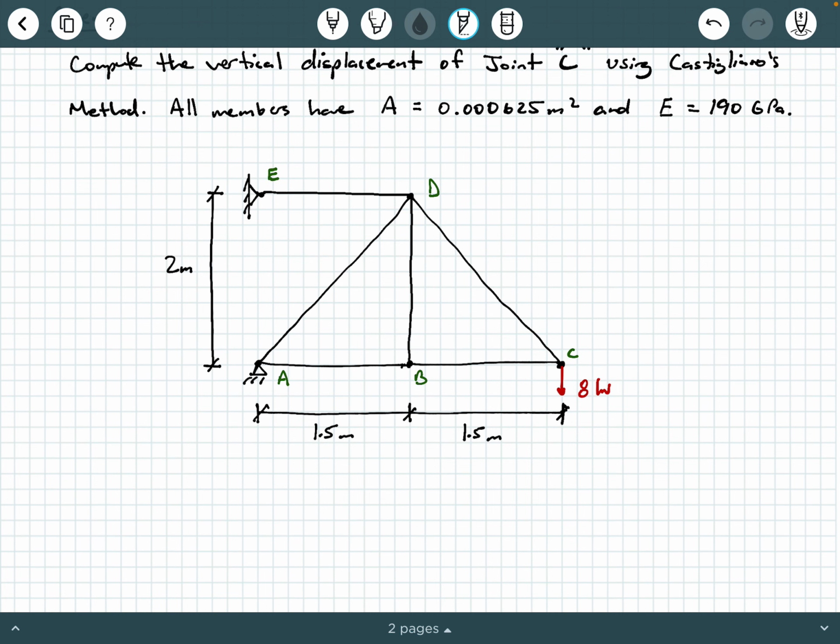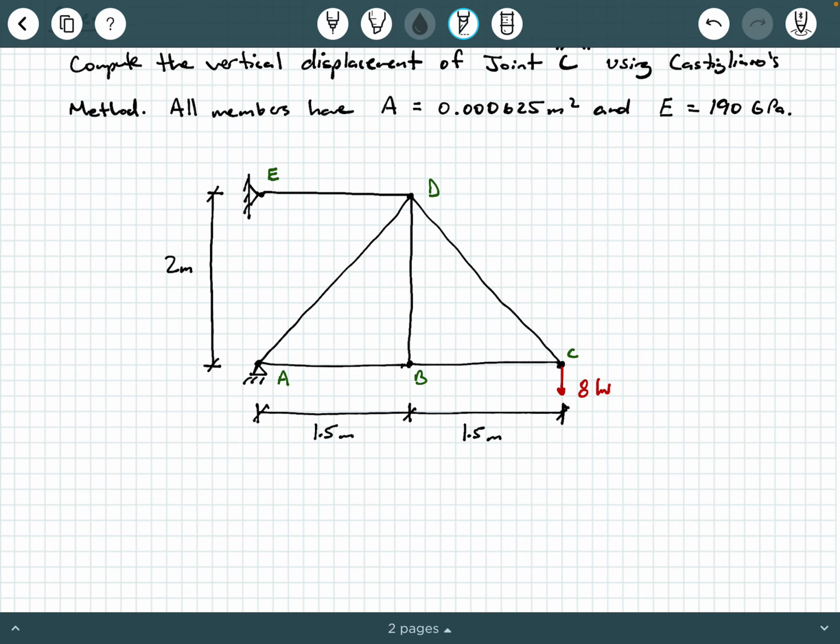So here we have a truss with 6 bars, and we have joints A, B, C, D, and E. The height in the vertical direction of the truss is 2 meters, and each bay of the truss is 1.5 meters. The joint we're really interested in is joint C, which has 8 kilonewtons hanging in the vertical direction pointing downward. So we're looking for the vertical displacement of joint C right here.